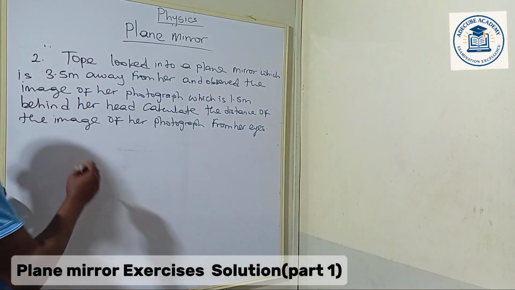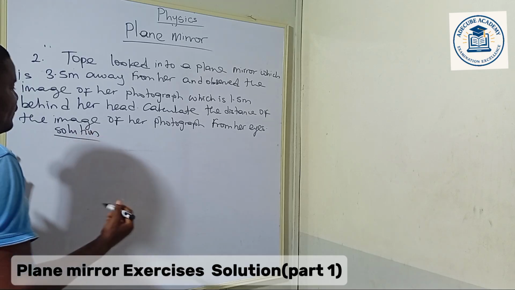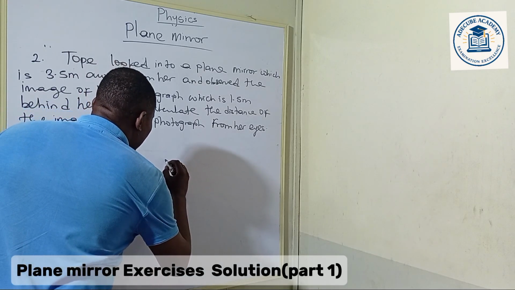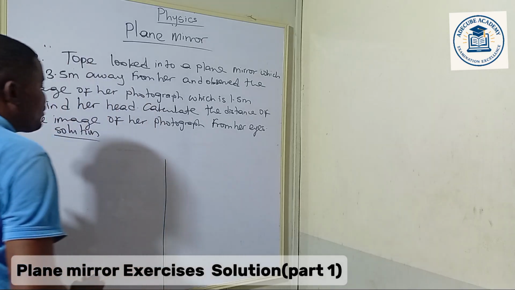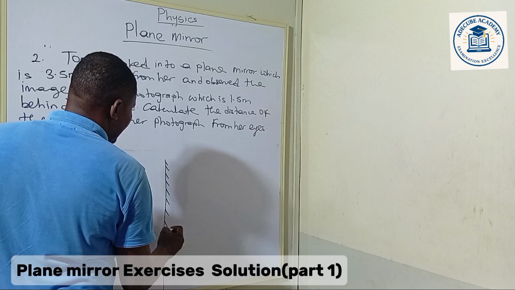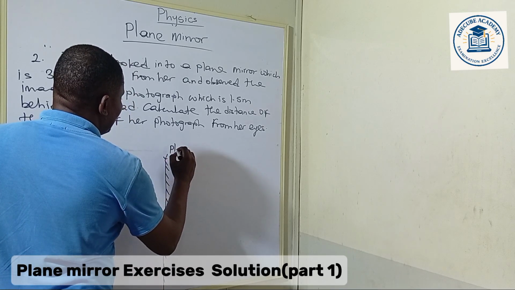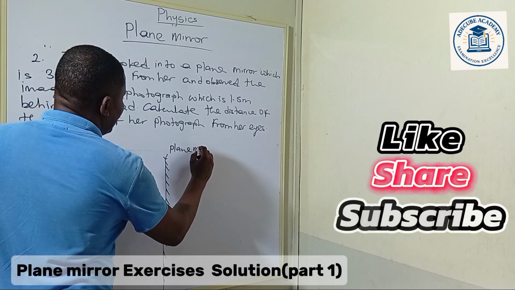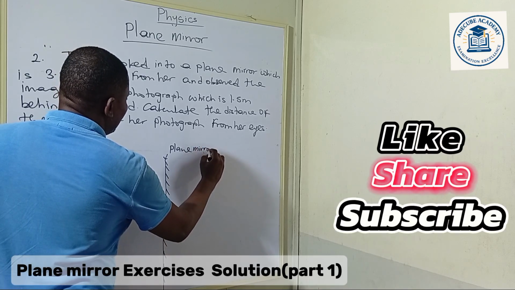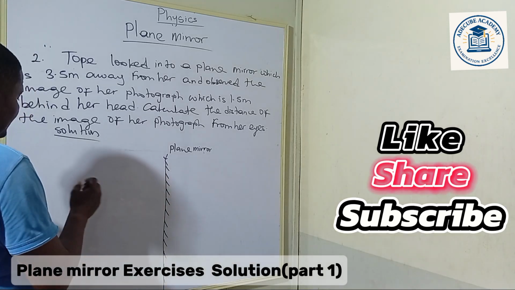Now, this is going to be a practical solution. First of all, let's have our plane mirror. This is a plane mirror. Now the question says, Topper looked into a plane mirror, which is 3.5 meters away from her head. Now, this is a small sketch.